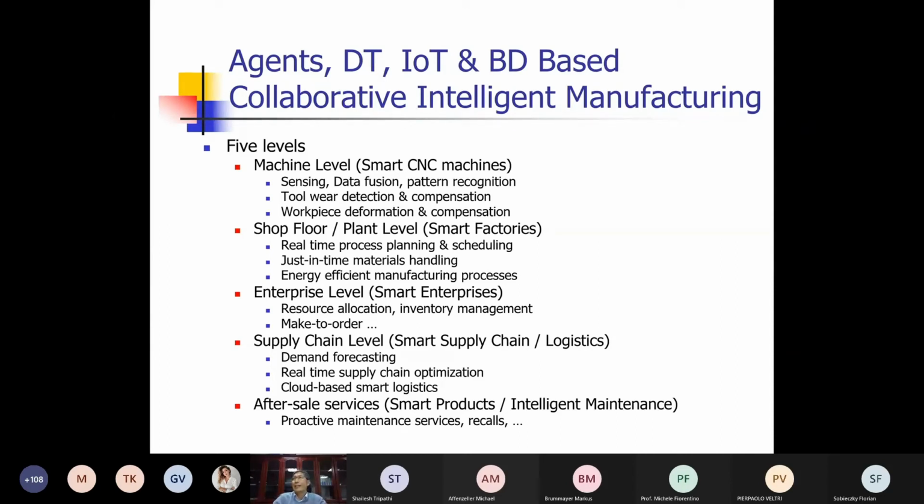Second level is really the examples I mentioned on agent-based planning and scheduling at the shop floor level, for real-time process planning and scheduling, and just-in-time material handling. That example I didn't have time to explain. It was a project we worked on with GM, General Motors, on agent-based material handling for the delivery of materials in the shop floor environment.